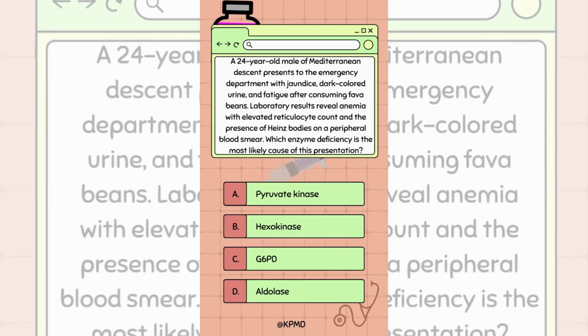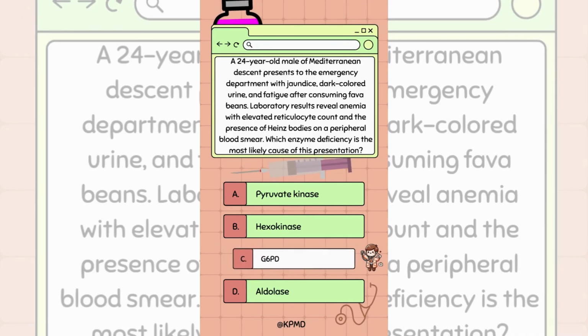A 24-year-old male of Mediterranean descent presents to the emergency department with jaundice, dark-colored urine, and fatigue after consuming fava beans. Laboratory results reveal anemia with elevated reticulocyte count and the presence of Heinz bodies on a peripheral blood smear. Which enzyme deficiency is the most likely cause of this presentation? Correct answer is C. G6PD.